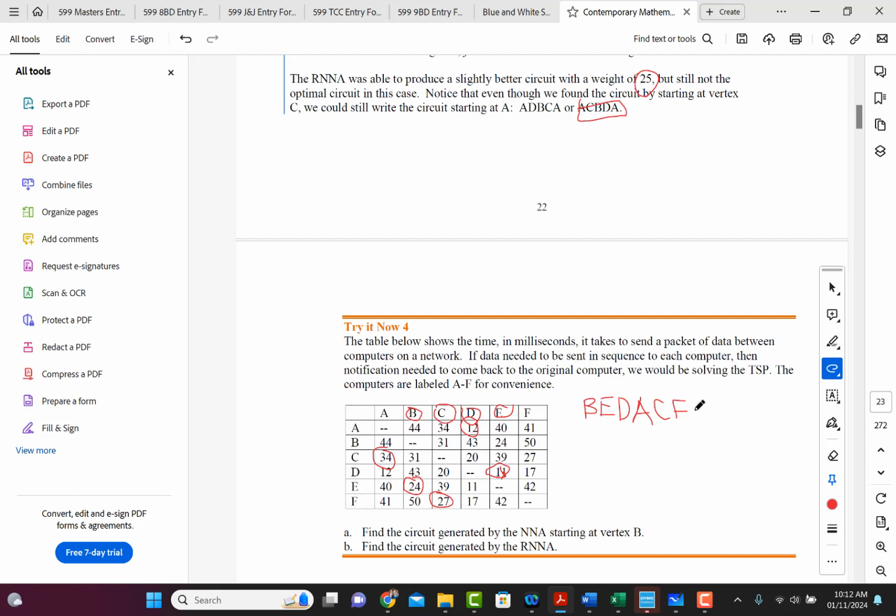But now that we've gone to F, we need to go back to B because it needs to send notification that it's done, right? So we need to go back to B. So F, back to B.